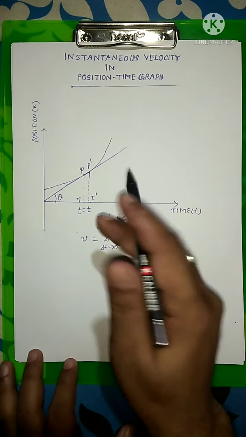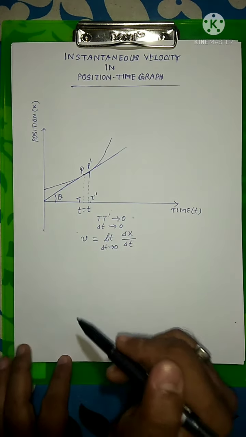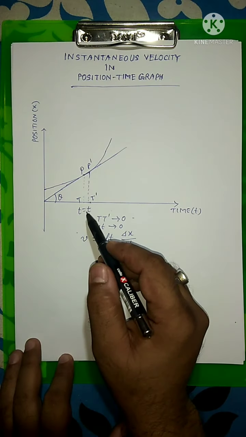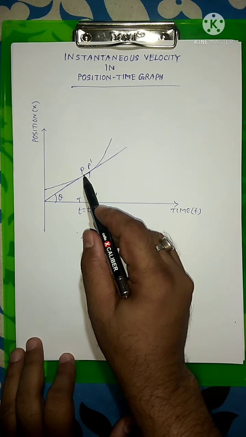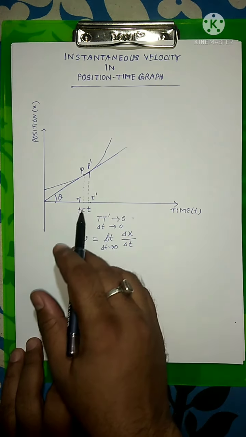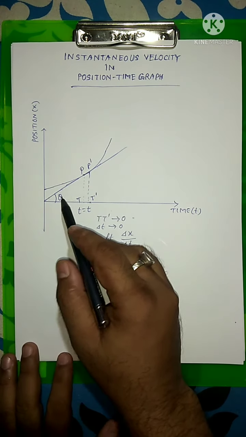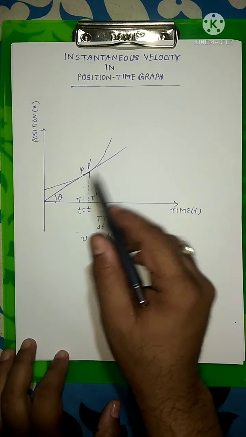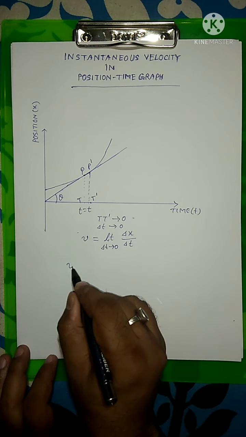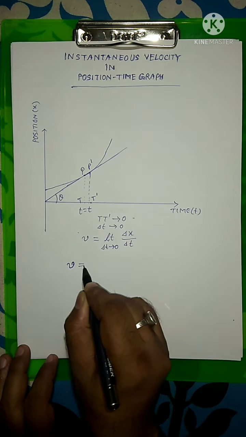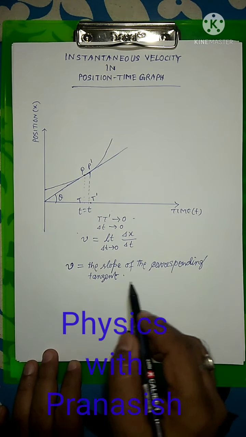Now, carrying the idea of the average velocity in the position-time graph, we can say that the instantaneous velocity in the position-time graph corresponding to a point on the curve, or at some instant, is the slope of the tangent drawn to the curve at that particular point. Thus we can write the instantaneous velocity v is equal to the slope of the corresponding tangent.